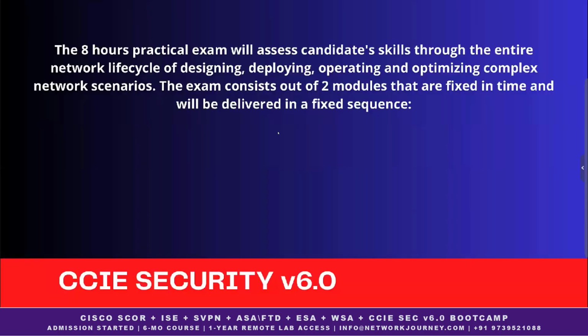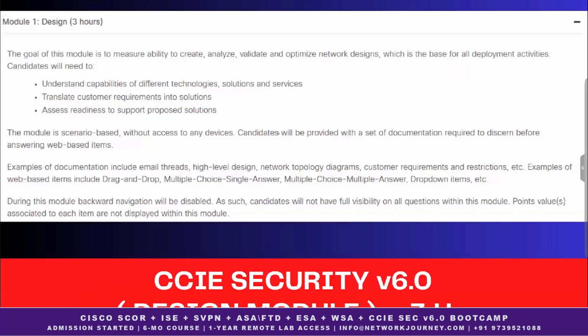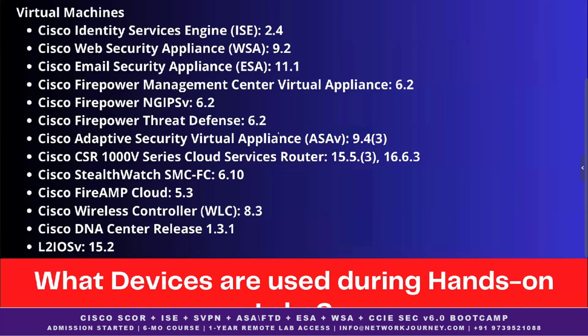Regarding the devices used in the lab, as I told you, these are all virtual appliances. These are some of the images that they are using as of now. For Cisco ISE 2.4, even though there is 3.x now, the Cisco lab has 2.4. So we will install this in our lab and practice on 2.4. Most of the things will remain the same, though some of the user interface might be different.